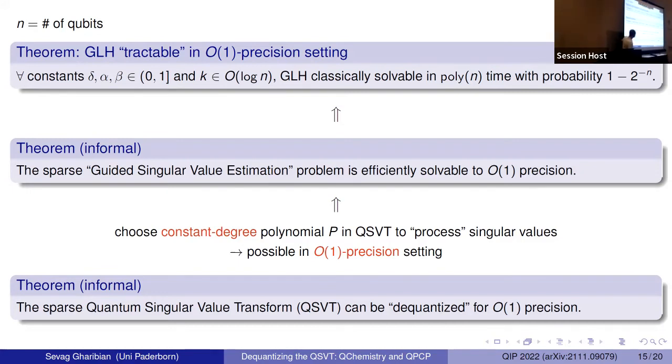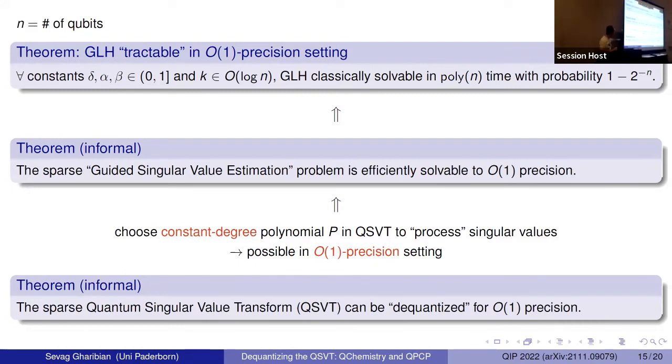This is what I'll talk about on the next slide. To go from here to here, there's one step that I won't have time to talk about. You need to process your Hamiltonian with a constant degree polynomial. And what this essentially does is it tears apart the singular values in a nice way so that you can distinguish the two cases you need to distinguish. And the key point is that the polynomial we choose can be constant degree precisely because we're in the constant precision setting.